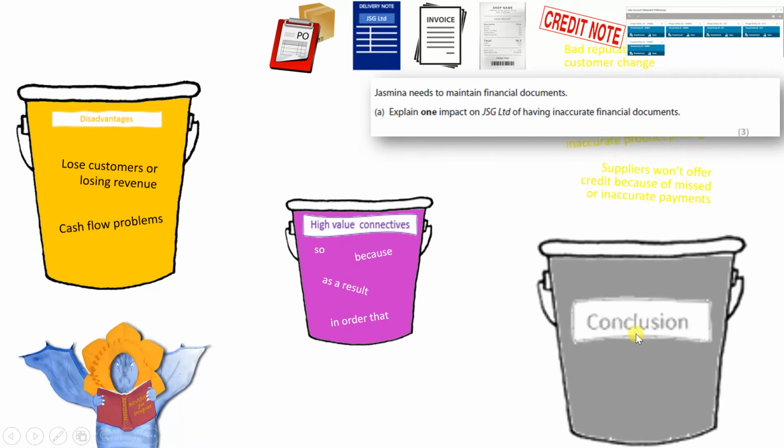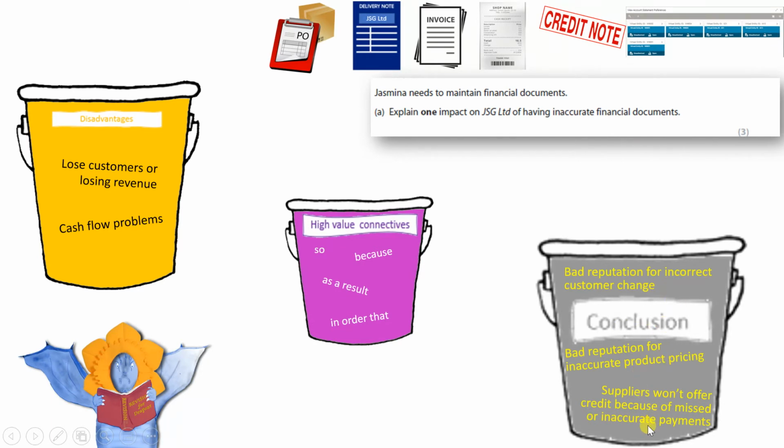So filling that bucket, you can see that you can create a bad reputation with your customers because you don't give back the correct change. You've got also a bad reputation for inaccurate product pricing, so if people come to buy your products and then when they come to exchange money you tell them that it's the wrong amount. These are very difficult things to actually turn around once you've got a bad reputation established.